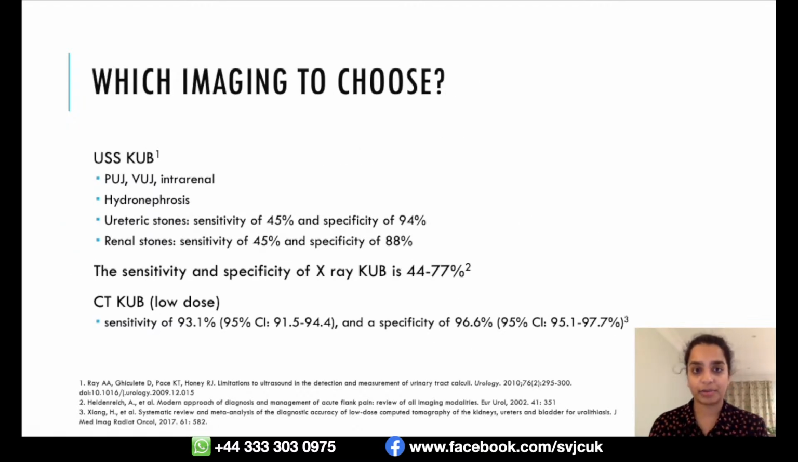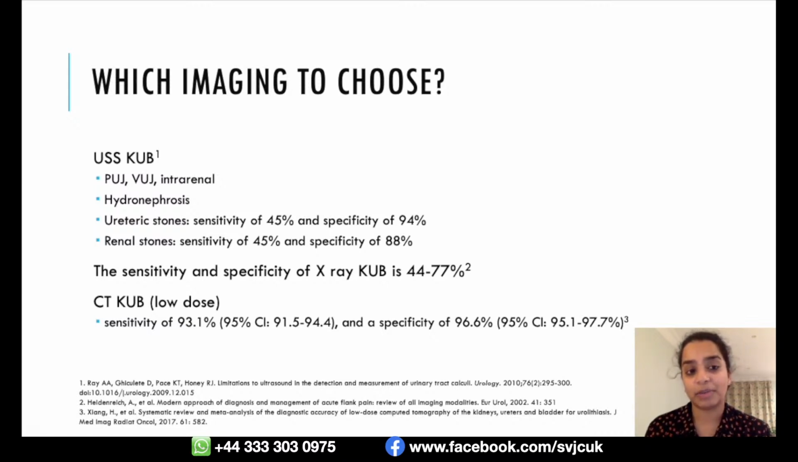Now, I just thought I'd go into a bit more detail about how we choose the type of imaging. Over the years, these three types of imaging have all been trialled and compared. What we found in this paper by Roy is that ultrasound KUB can be useful for identifying PUJ and VUJ stones, or indeed intrarenal stones and hydronephrosis, but its sensitivity is only about 45% for ureteric and renal stones. The sensitivity and specificity of X-ray KUB is much lower, between 44 and 77% overall.